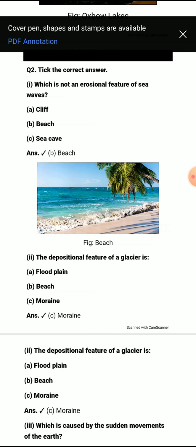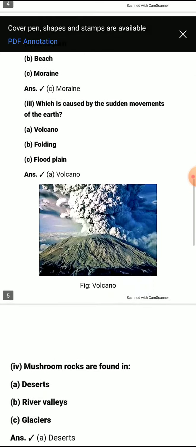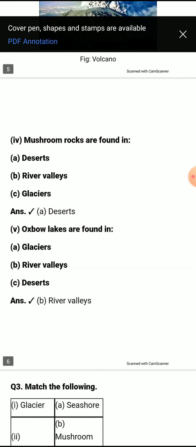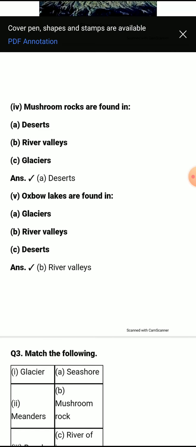Okay, these are the examples of exogenic forces. And what is the answer of this question? Volcano. Okay, because volcano is also a sudden movement, right? Mushroom rocks. Next point is about where these mushroom rocks are found. Where sand dunes are found, in deserts, right? Similarly, the answer of this question is desert, right?